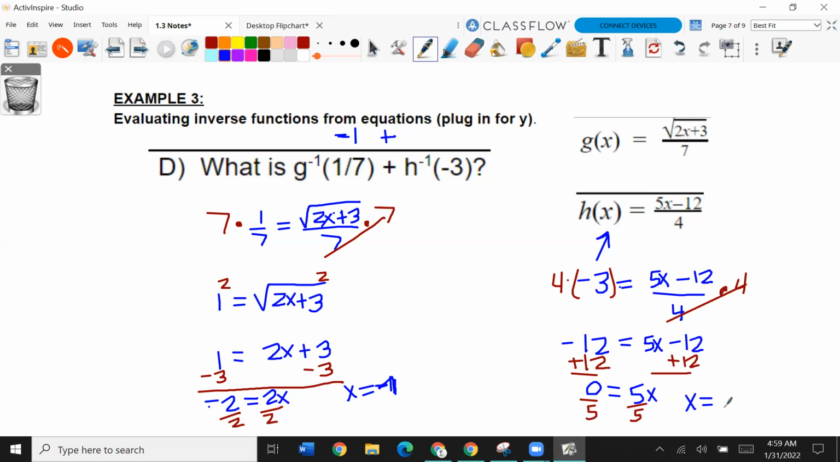So x equals 0. Now I have that. And that's a pretty simple calculation. Negative 1 plus 0 is negative 1. So your answer is negative 1.